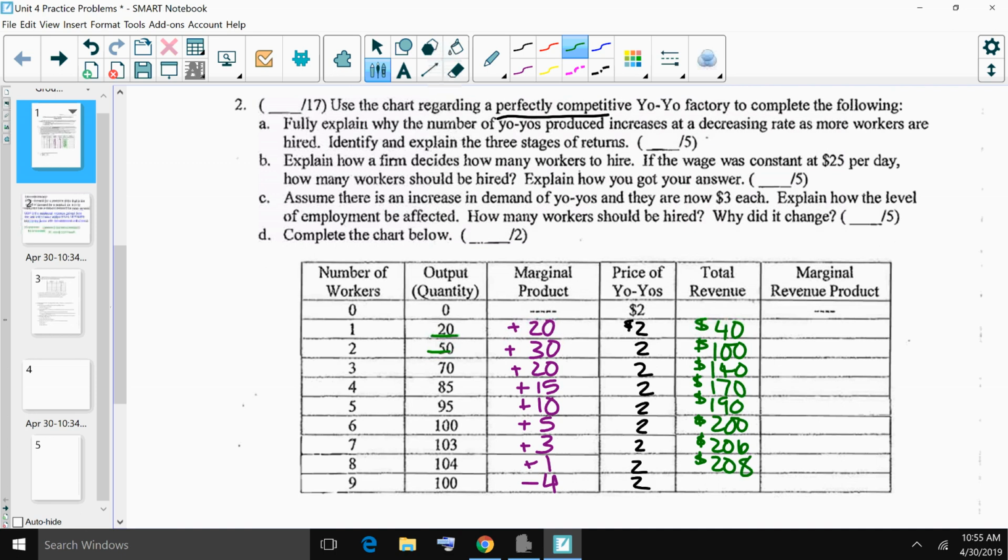I want to remind you guys that you will not have a calculator. You will not have a calculator on the AP exam. There's no calculators. So you have to be able to do this as mental math, okay?